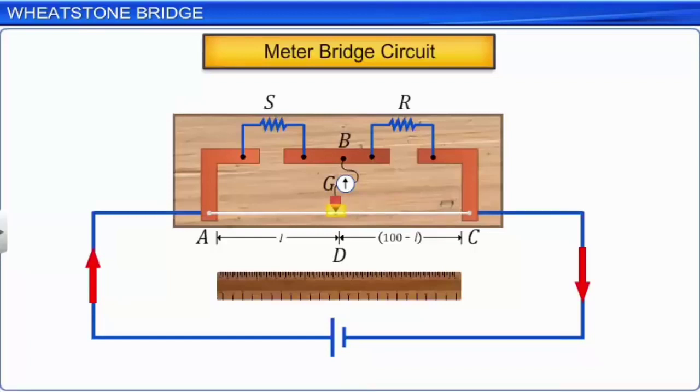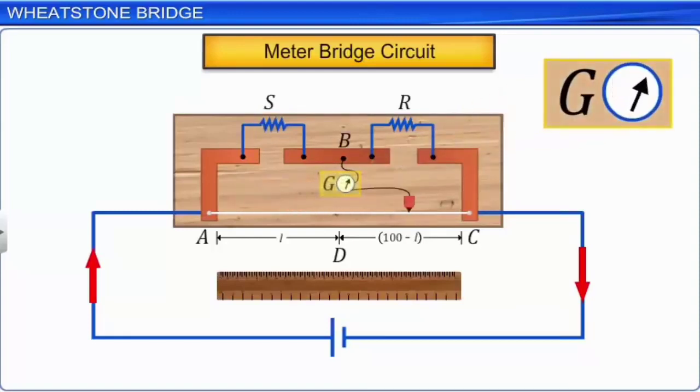R is the unknown resistance of a given resistor which we have to determine, and the resistor is connected across the right gap in the metallic strip. A standard resistance, S, in the form of a resistance box, is connected across the left gap in the metallic strip. The knife edge end of the jockey is moved along the wire until the galvanometer shows a null reading. Let D be the position of the jockey on the wire when the null reading is obtained.